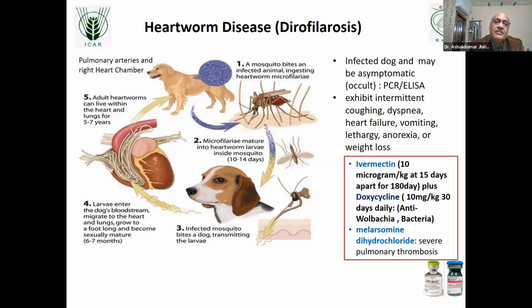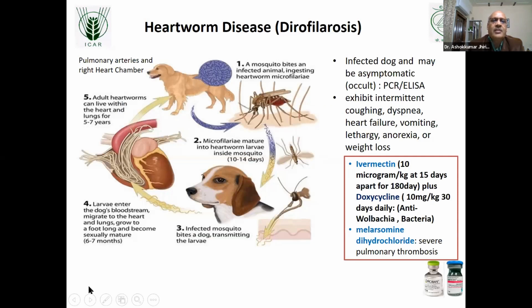So the death of these adult heartworms in the heart causes toxemia, and the animal may die also. So wherever there is endemicity of heartworm, always take the precaution that the animal should be diagnosed first for heartworm, and then you go for treatment of the other diseases. Otherwise, sometimes there is a very unfortunate mishap.